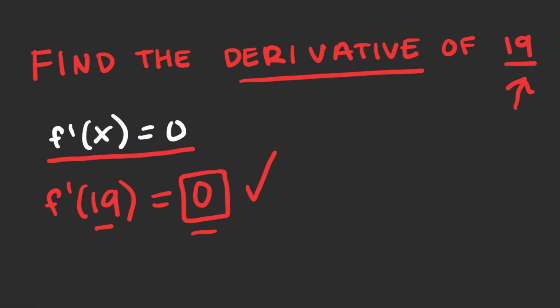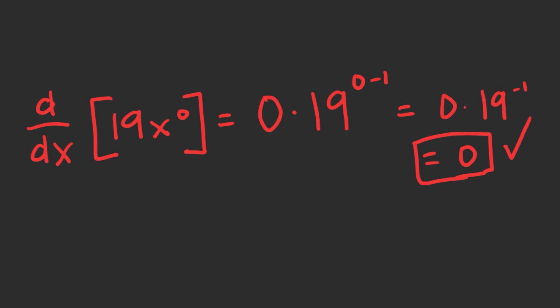But if you wanted to use the power rule, you could. You don't have to because the derivative of any constant is just going to be 0. But if you wanted to, it would look something like this. If we were to use the power rule to solve for the derivative of 19, we'd basically add this unseen variable x, and to that x we would attach an exponent of 0, which would work out to 0 times 19, 0 minus 1, which would simplify to 0 times 19 to the power of negative 1, which would equal 0.